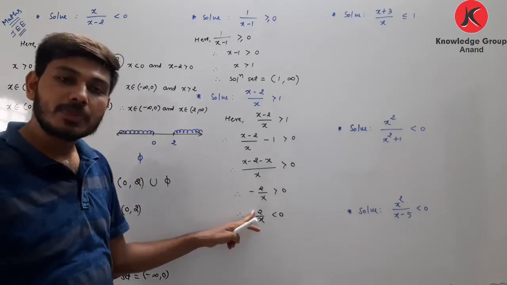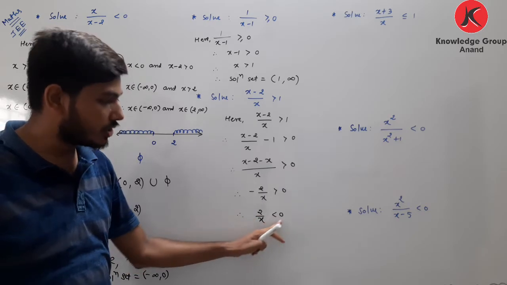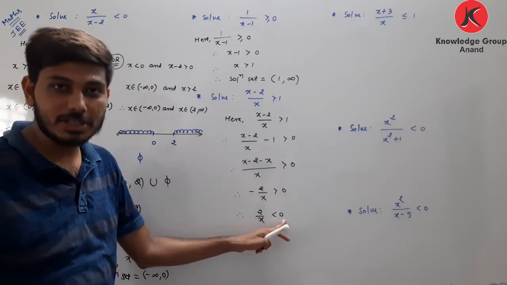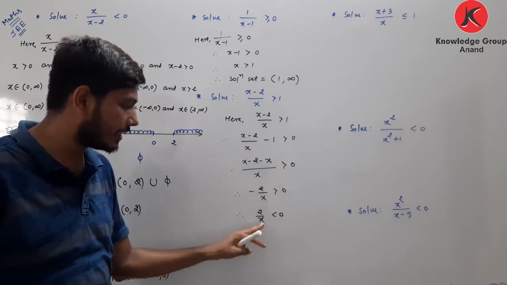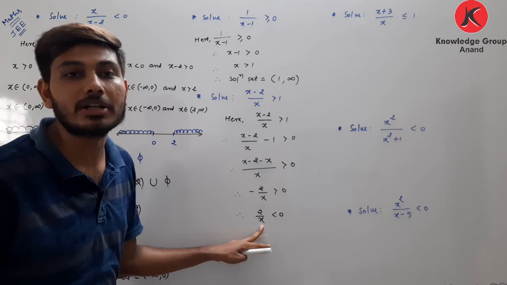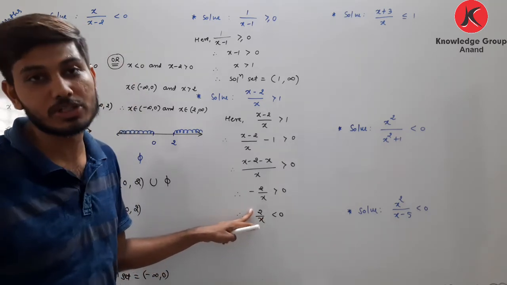ચલો 2 is positive, x we don't know, but this ratio is negative. How can this be possible? This ratio is negative if and only if the denominator is negative, because it is clear that the numerator is always positive.